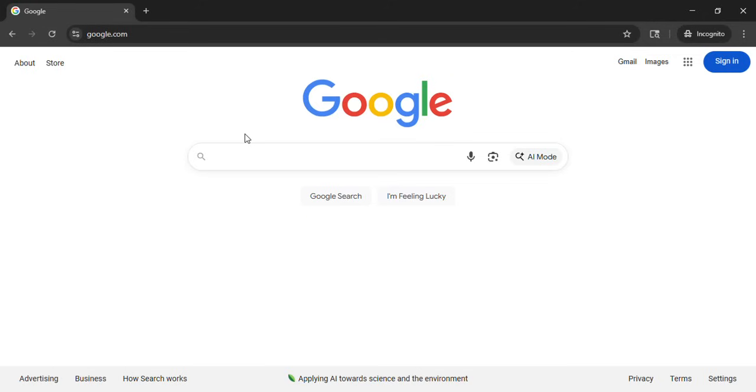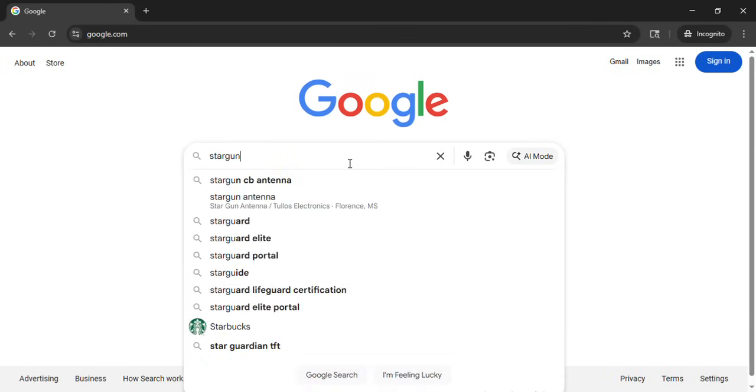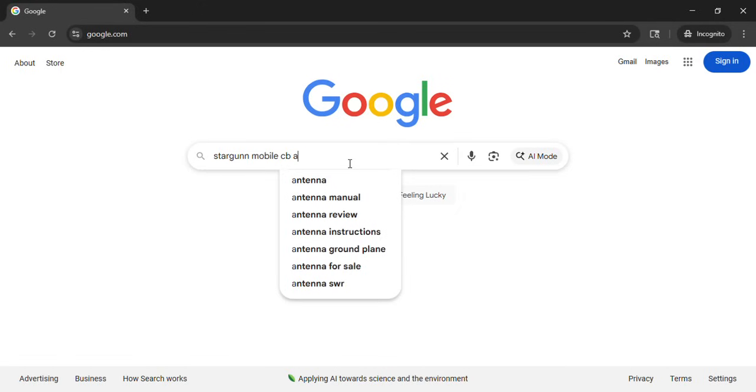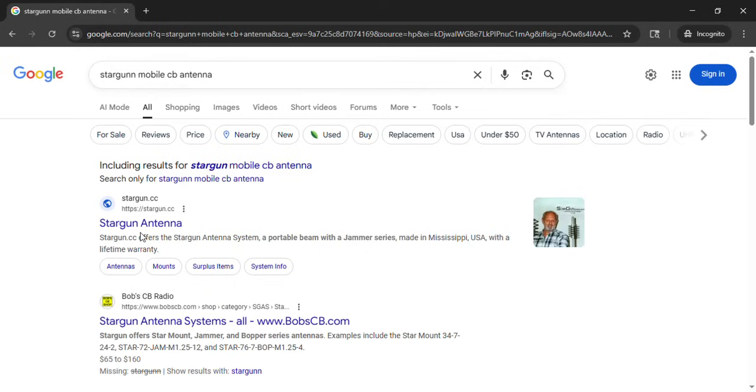Excuse me. And for what we're about to talk about here, I'm not necessarily throwing shade at the manufacturer or the builder in his or their entirety. It's mainly one product that they sell that I want to talk about. And with that said, let's take a look at the Stargunn mobile CB antenna. We're actually going to go to this builder's website, if my internet will speed up. All right, here we go.